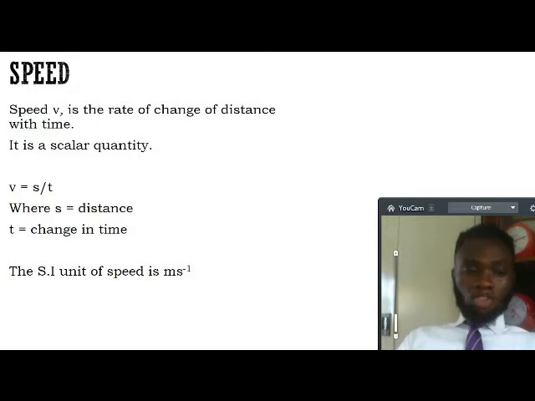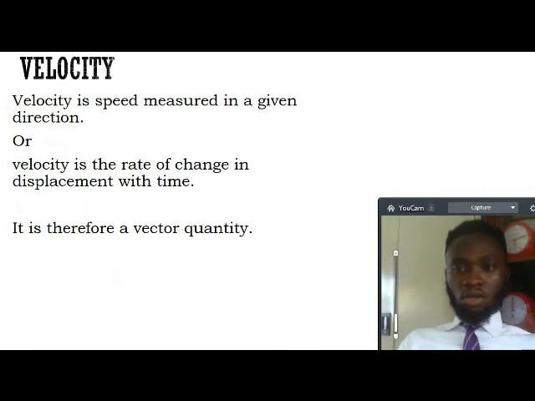Now let's talk about speed. Speed is the rate of change of distance with time. It is a scalar quantity because it doesn't have direction. And the mathematical expression for speed is what? V equals S over T, where S is the distance, and T is the change in time. The SI unit for speed is meter per second.